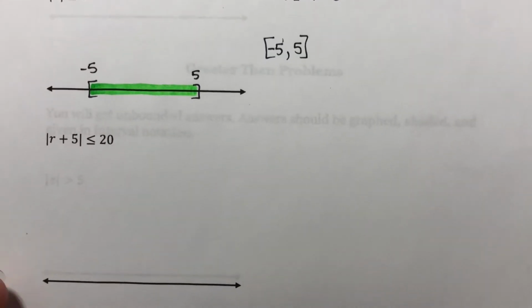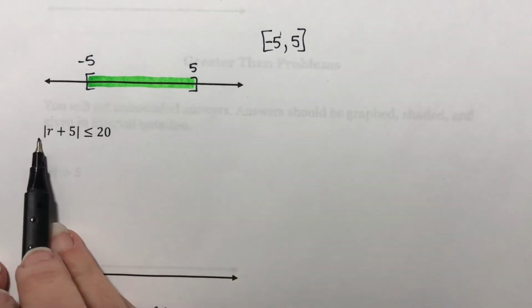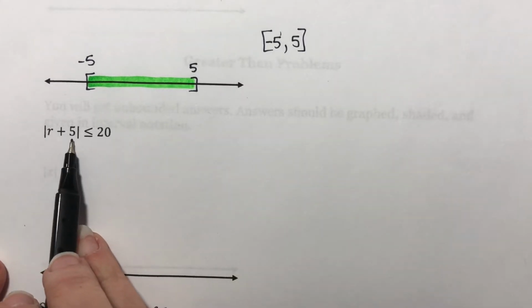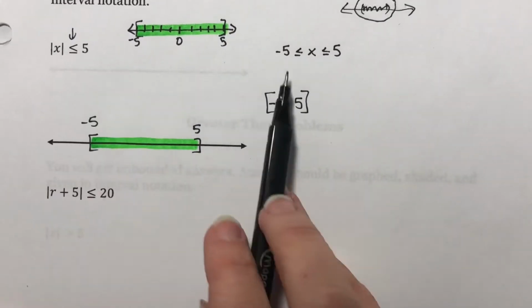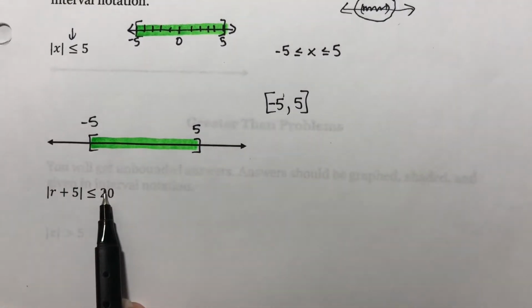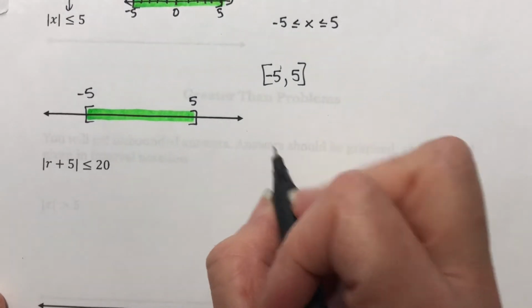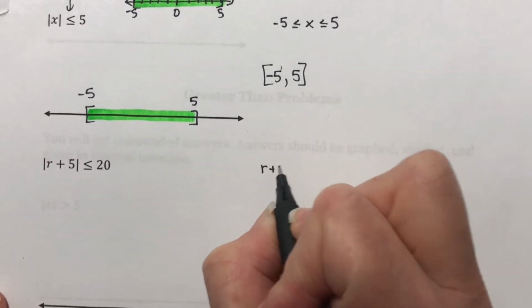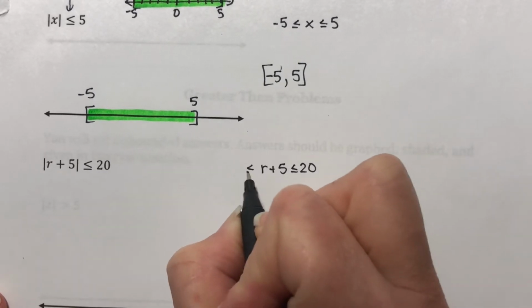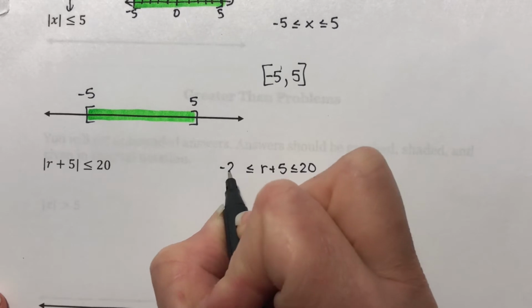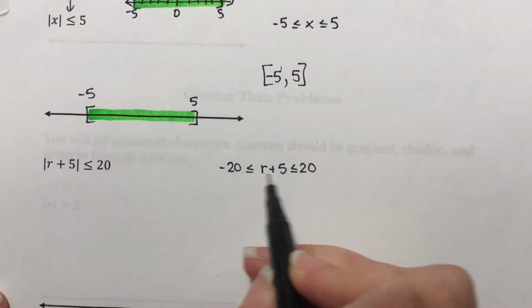Okay, so let's look at another less than problem, one that we're going to have to do some work on. The absolute value of r plus 5 is less than or equal to 20. Just like we did up here, you're going to write it with a positive, and then you're going to move over and write the negative on the other side. So I'm going to have r plus 5 is less than or equal to 20. And then on this side, less than or equal to -20. Okay, these signs should match on these problems.